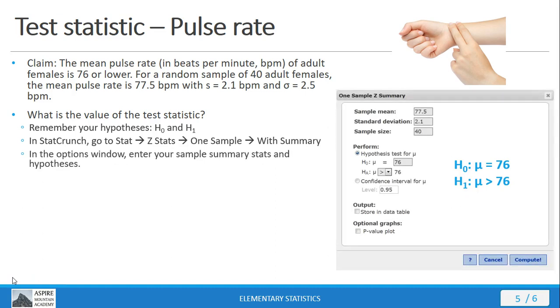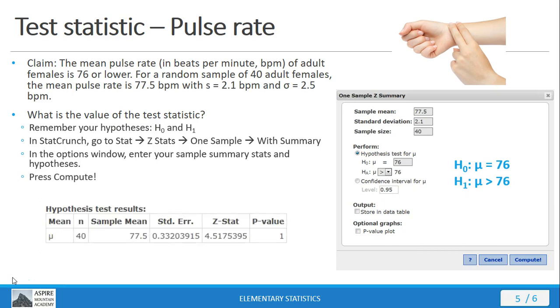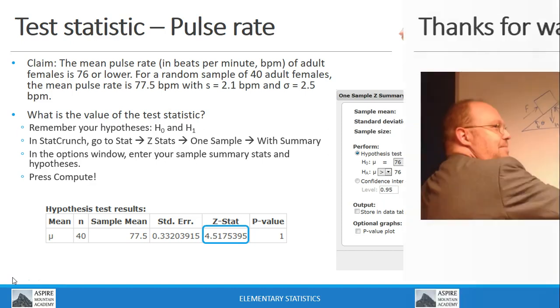So in our options window, we put in the summary stats, leave that radio button in the default for hypothesis test, make sure those fields match our null and alternative hypotheses, and then we just go ahead and press compute, and then out comes our results window with a neat little table, and that second to last number is always going to be our test statistic. And it's really no more complicated than that.